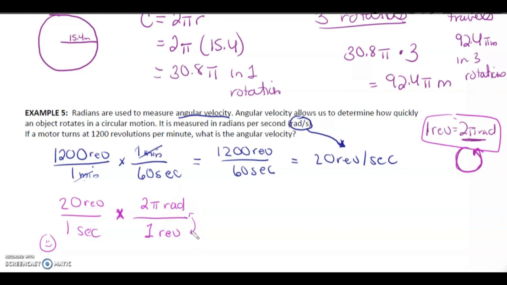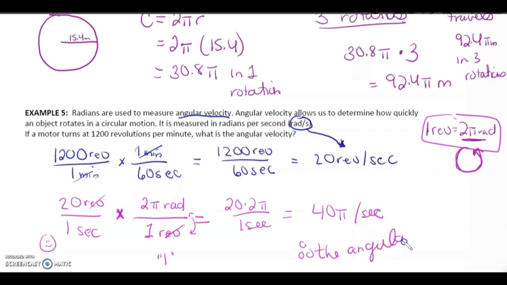This is just like when we're finding a common denominator, we're multiplying by 1, right? Because these are equivalent. 2 pi radian, 1 revolution. So these revs cancel out, and we're going to have 20 times 2 pi over 1 second. So this gives us 40 pi per second. So therefore, the angular velocity is 40 pi per second.